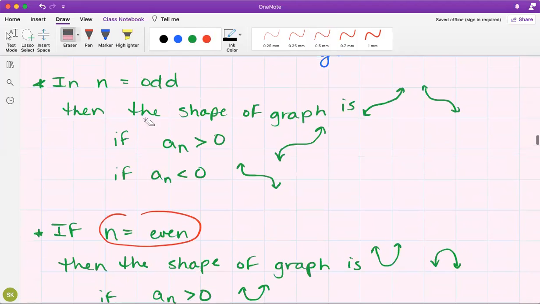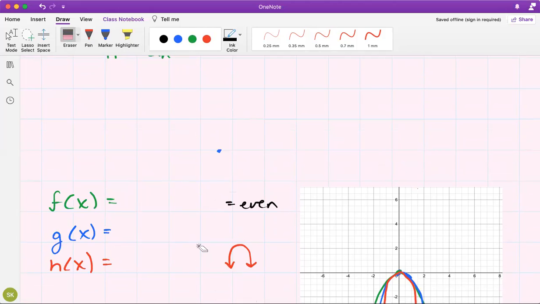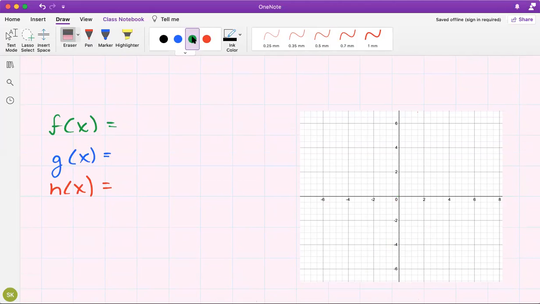Now let's talk about this shape here. So let's change this green, blue, and red graph. I'm going to give you a function we know already, which is x cubed. And let's choose some other ones, like x to the 5th and x to the 7th.